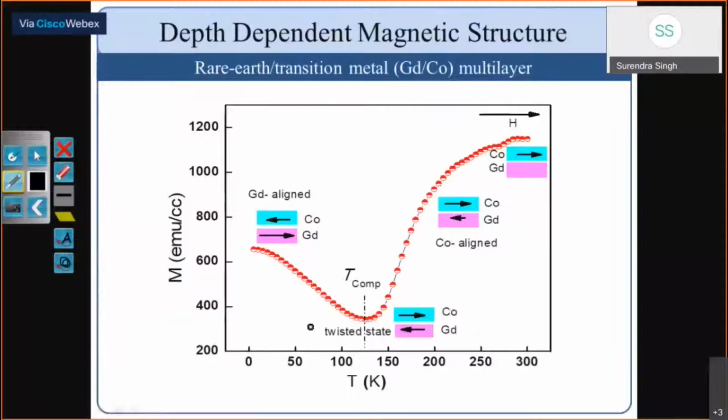But when you lower the temperature further, now what happens? The Gd moments, which are increasing, become aligned toward the field, and cobalt becomes opposite to the field direction. So we have different kinds of magnetic phase along the temperature.